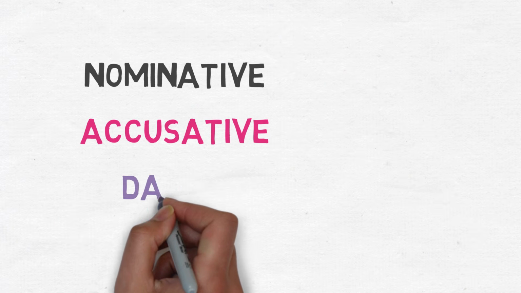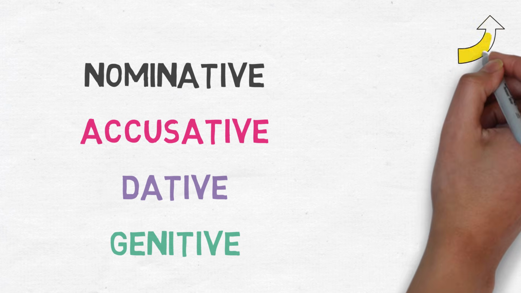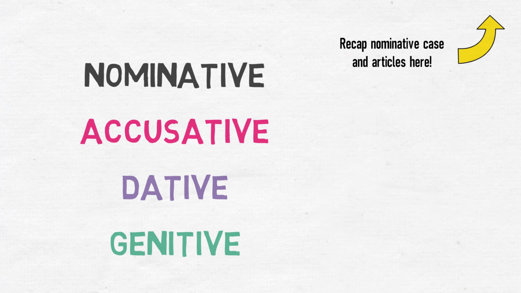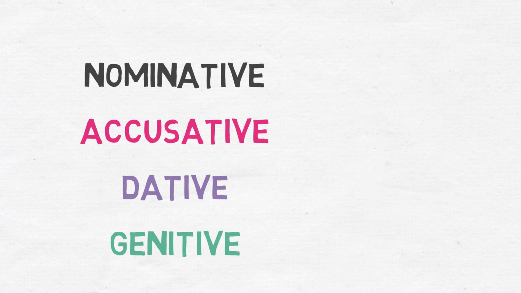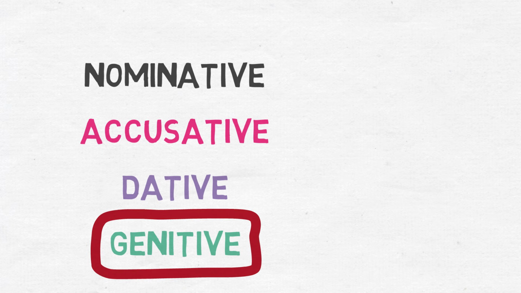If you're not sure what the case system in German is and you don't know how the nominative case works, or if you need a recap of what a definite or indefinite article is, start by watching the second video in this grammar playlist, which is about the nominative case, by clicking here. The 4 cases in German are called nominative, accusative, dative and genitive, and this lesson will focus on the genitive case.